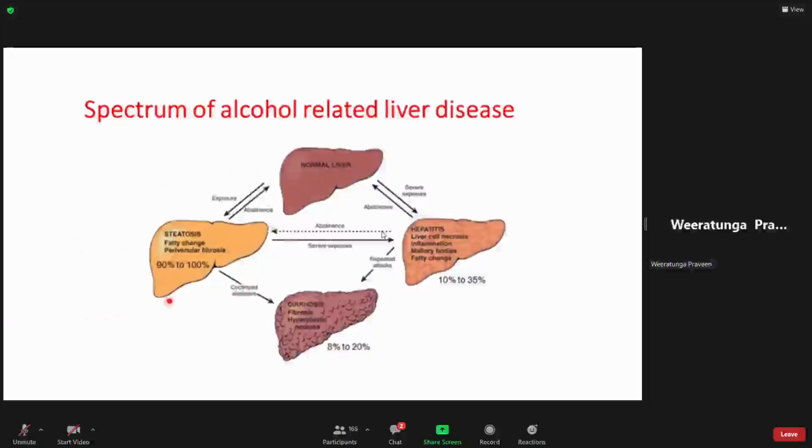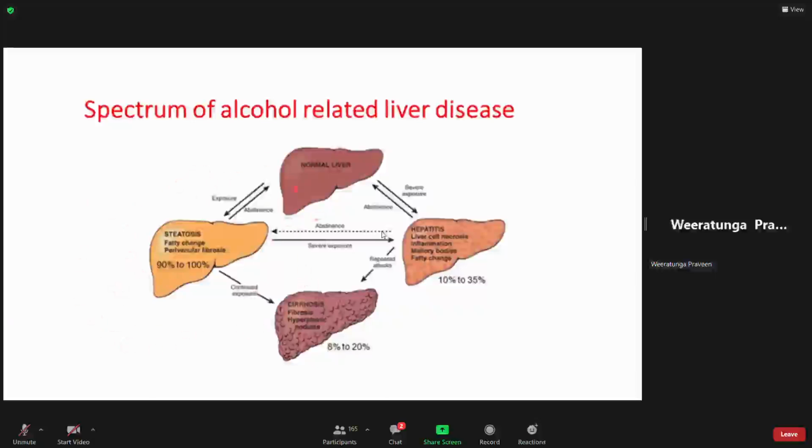Variceal banding and sclerotherapy are both done most of the time. I don't know which of the two is better. They usually do both of these things depending on the anatomy of the varix and whatever. Outcomes, I don't know. I don't think there is a difference. Right? Both banding and sclerotherapy are done a lot.